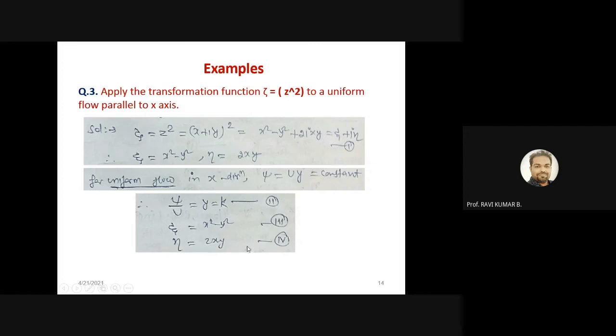Now what do you need to do? From equation number 4, get the value of x. So x is nothing but eta divided by 2y. And from equation number 1, you know the value of y. So substitute the values of x and y in equation number 3, like we did for the earlier case as well. From equation number 2 and 4 you get x in terms of eta, and y is equal to k. So y is equal to k and x is equal to eta divided by 2k. Substitute these two values and solve. If you substitute in equation number 3, you get this form of equation.